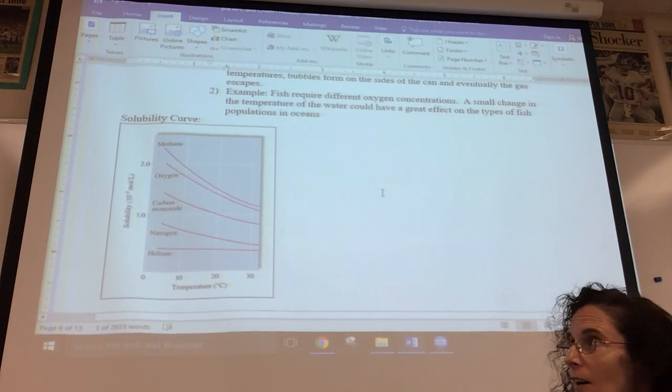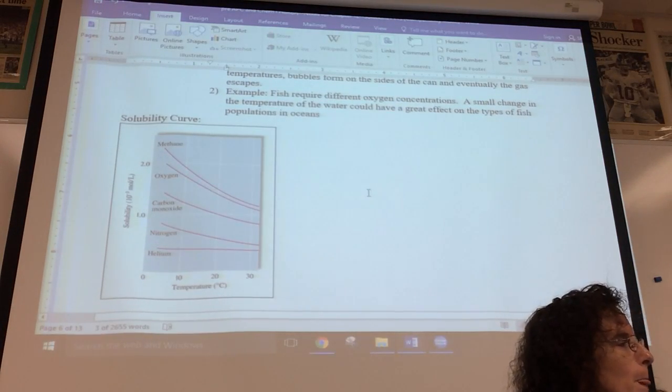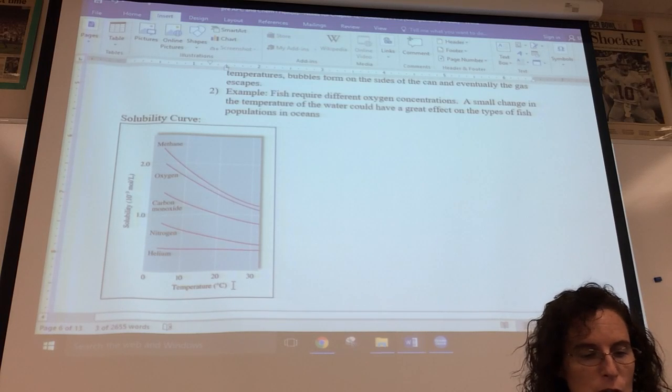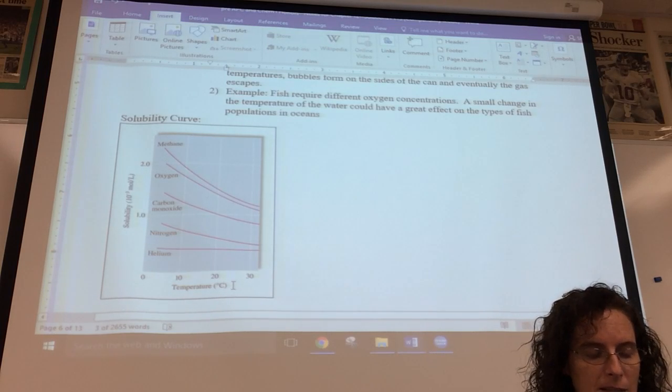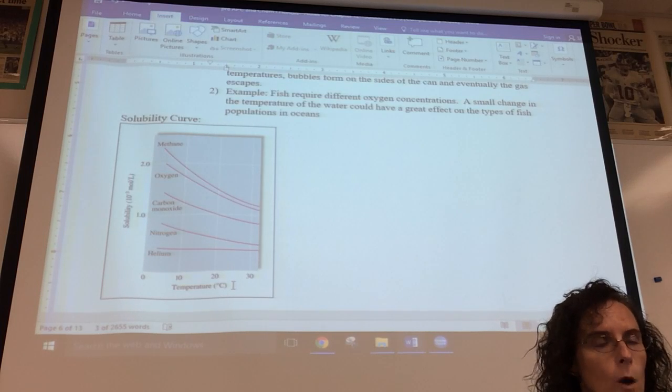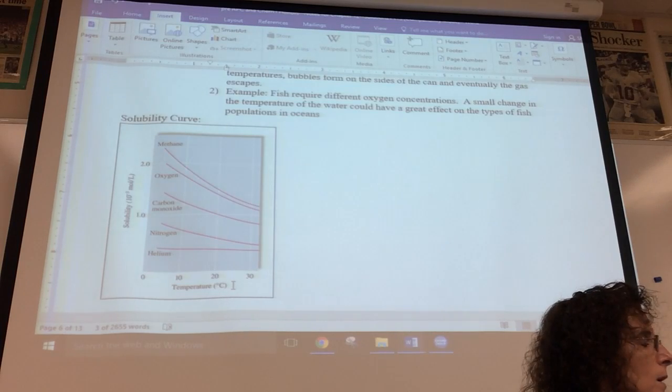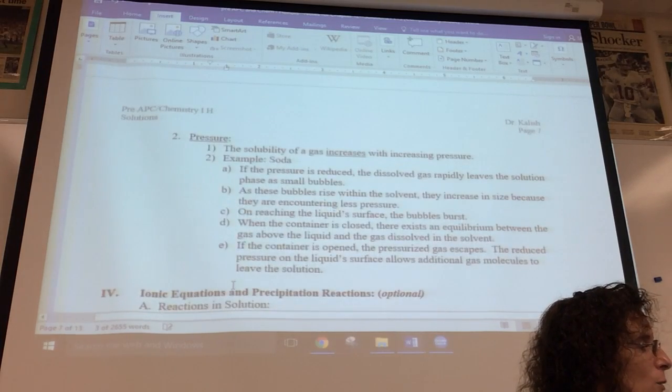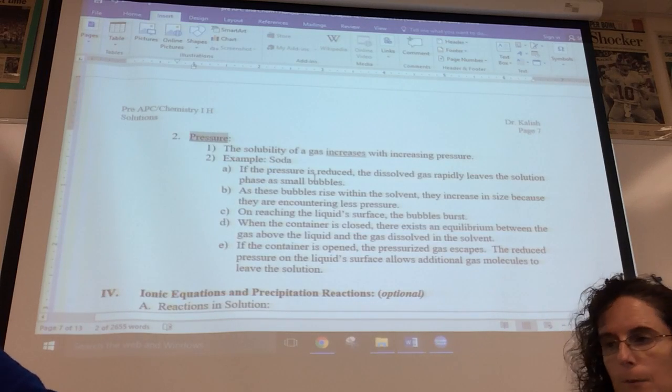The following solubility curve shows decreasing solubility of different gases with an increase in temperature. So you see a very different type of graph with gases dissolved in water as opposed to solids dissolved in water. The last thing we want to mention is the effect of pressure.